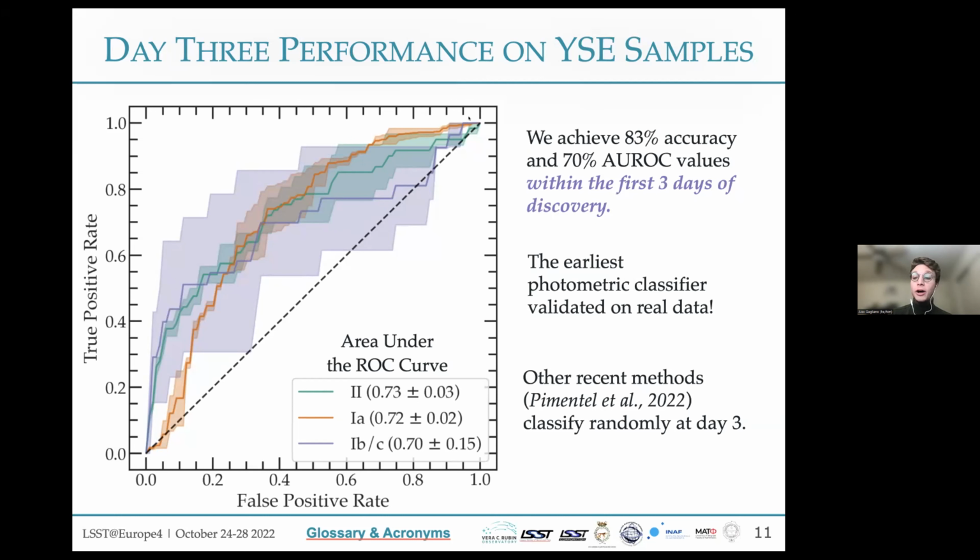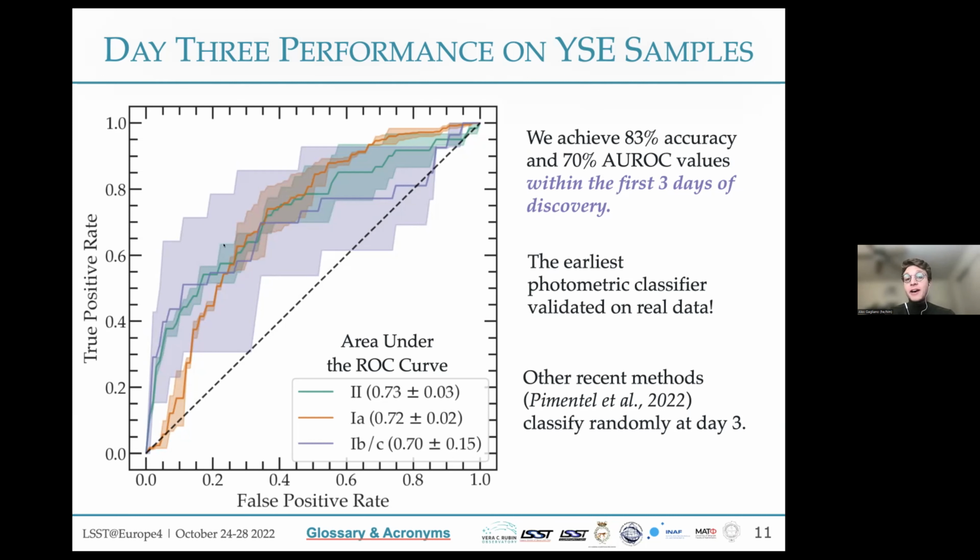And an area under the curve of 1 occurs in the limit of perfect classification. So the end result is that you get areas under the curve above 50%, which would be random classification. This is really exciting because we're looking at the performance just on day 3 of the light curves, 3 days after the events were discovered. And this is the first time that photometric classifiers have been validated on real data showing this kind of performance within the first 3 days.